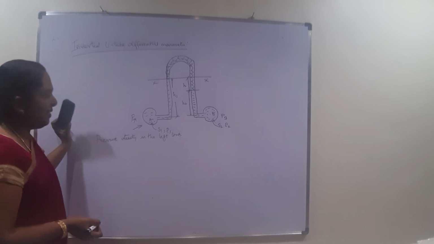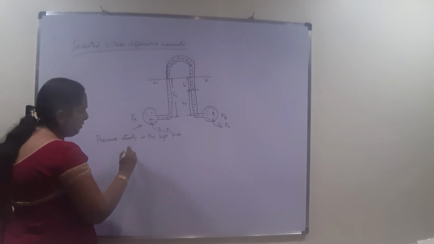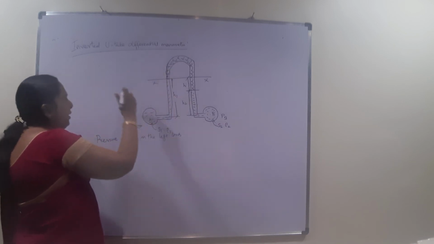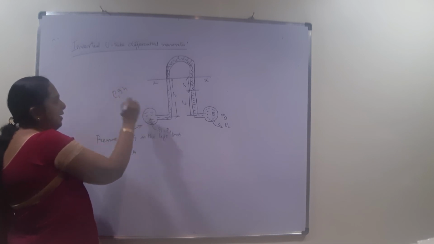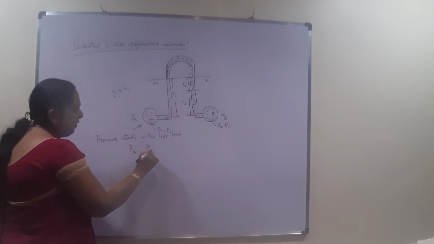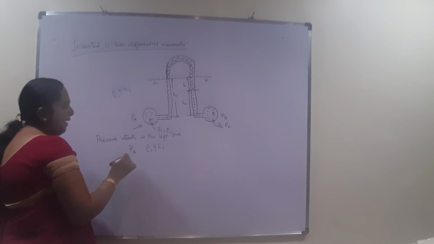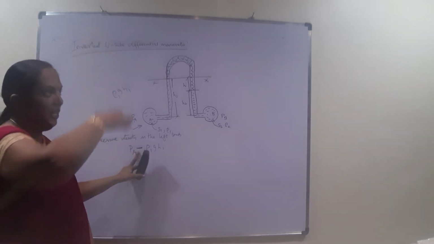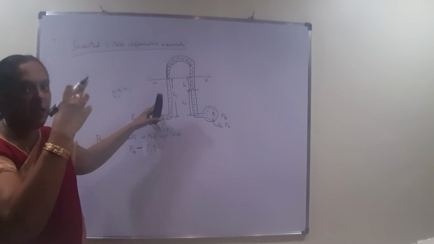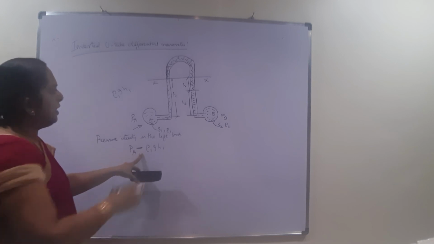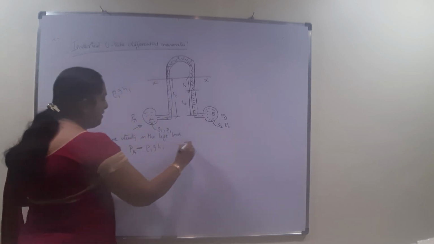So what is the pressure intensity in the left limb? As usual, the unknown pressure is PA, so I am taking it as PA. Now, what is the pressure here because of this liquid? Usually the pressure is rho g h, and here the density is rho 1 and the height is H1, so you get rho 1 g H1. But here we have to give the negative symbol. In the previous derivations, we had a positive symbol because it was a U-tube manometer; here it is an inverted U-tube manometer, so the pressure is given in negative terms. So that's all for the left limb. Let this be equation number 1.